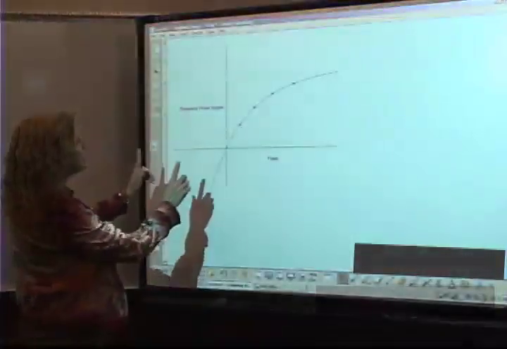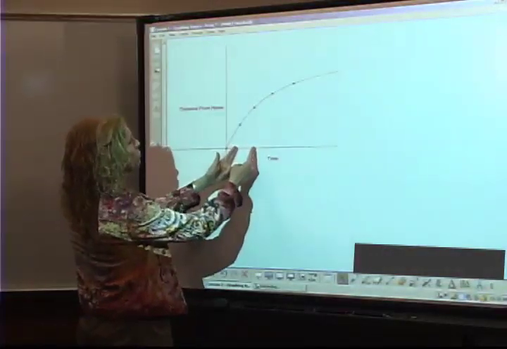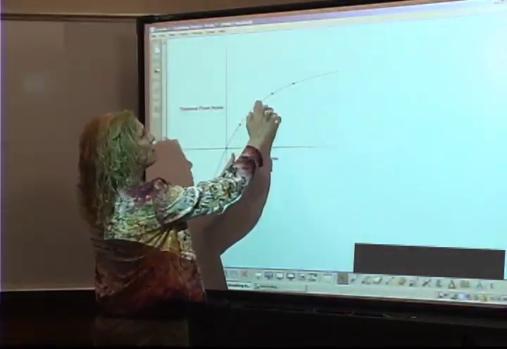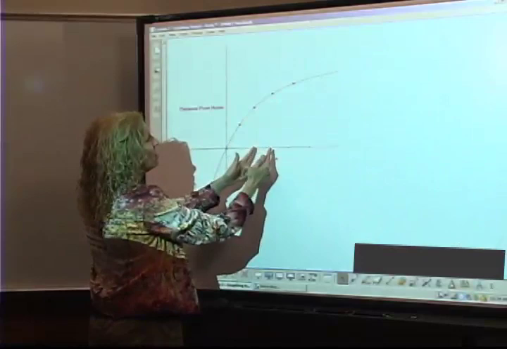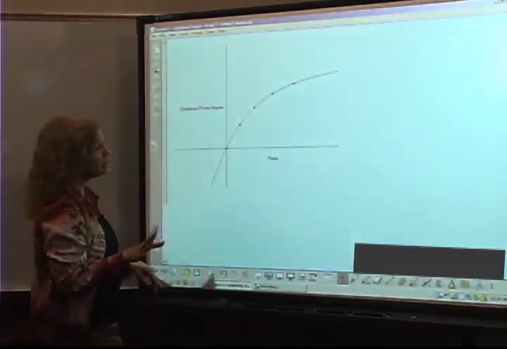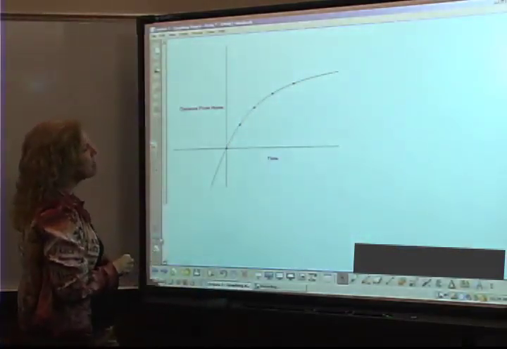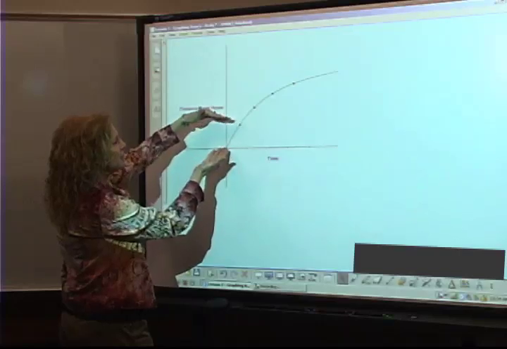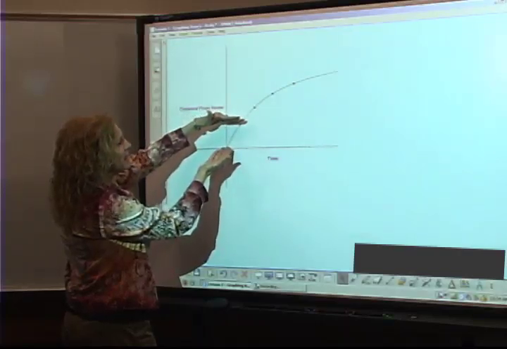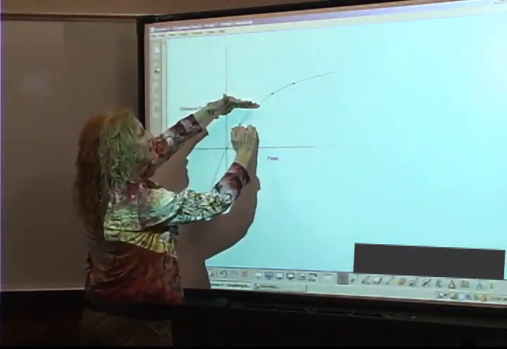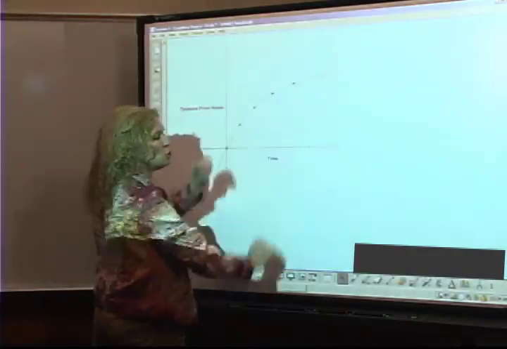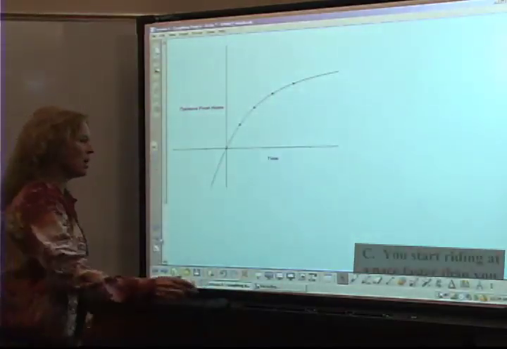Okay? Now, technically, we've got about the same increment between our points here horizontally, and that horizontal increment is our time. But vertically, you can see that you have the biggest gain in the beginning and then less gain and less as you go along. Okay?